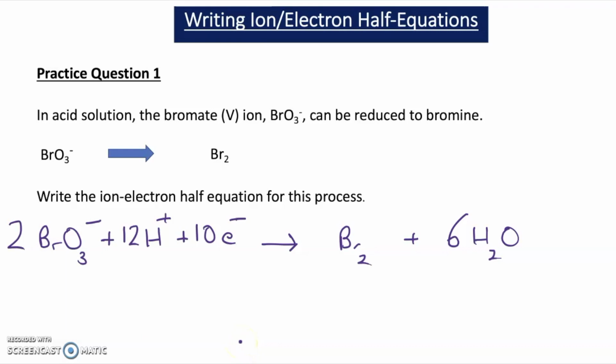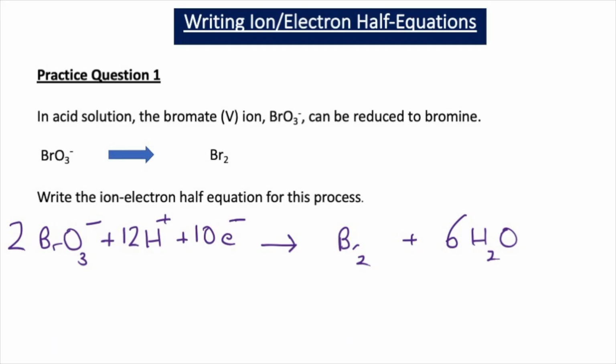So on the left hand side I had 2 BrO3 1 minus and I had 12 H plus, so that gave me a total positive charge of 10 plus. And it's neutral on the right hand side, so therefore to balance the charges so that I have the same charge on either side of the equation, I need 10 electrons. So that would be the half equation for the bromate 5 ion being reduced to bromine.